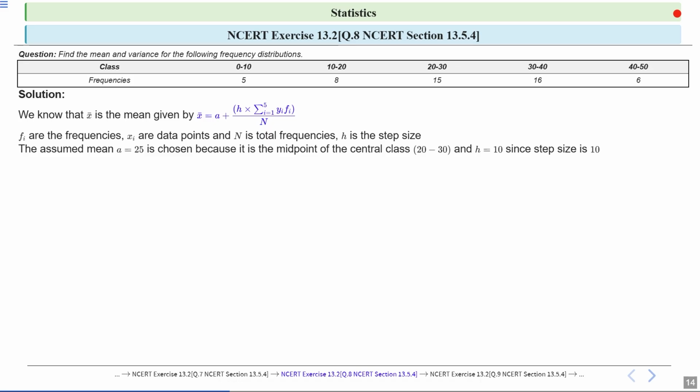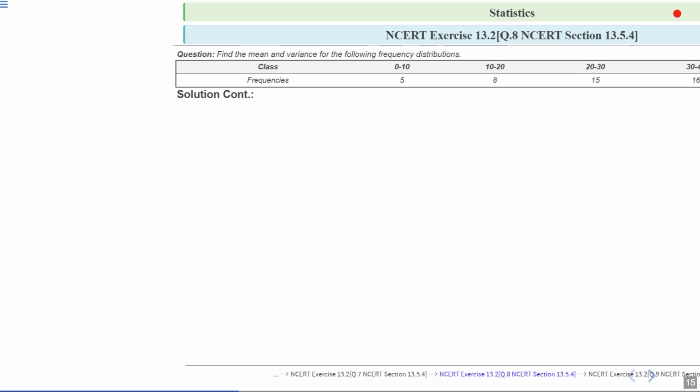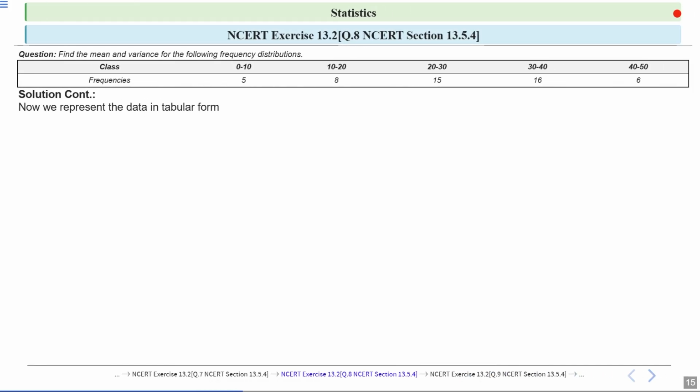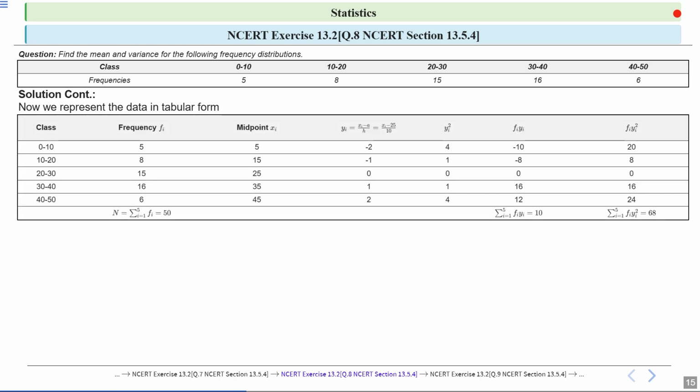For our calculation, we will choose the assumed mean a as 25 because it's the midpoint of the central class 20 to 30, and h is equal to 10 since the step size is 10 here. Now let's organize our data in a more detailed table. So let's look at the table. Here it is, our table.